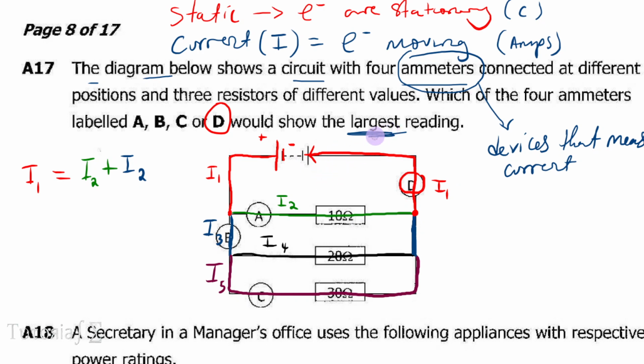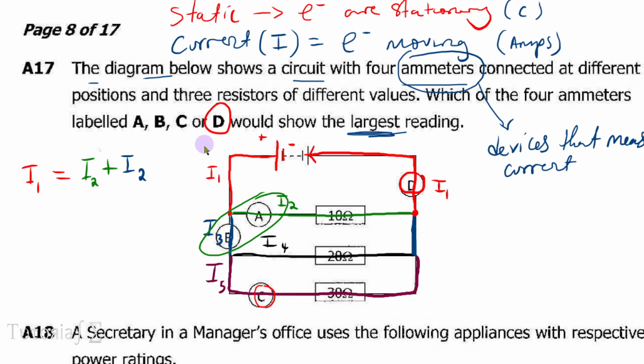Then from there, the second largest reading will be these two, because these are from the original current. Then the smallest reading would be this one, because this one is from the splitting of this one, which is from the splitting of this one. So this one is smaller here. Okay, so the answer here is D.